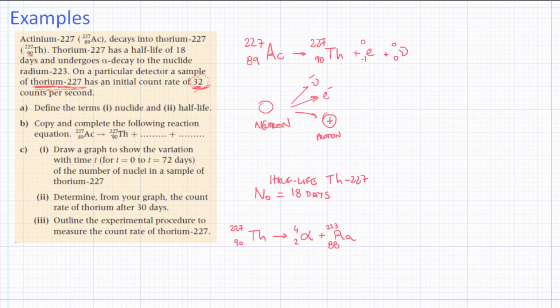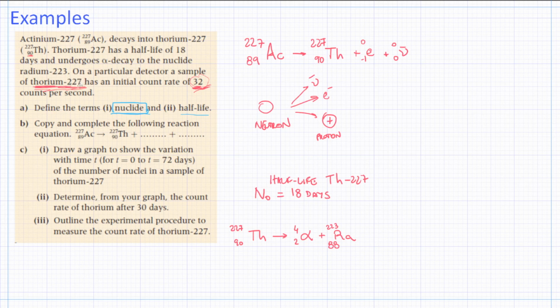So letter A, define the terms nuclide and half-life. So nuclide, well, it's a nucleus with a particular number of protons and neutrons. It's different from an element. So for example, when we talk about thorium-227, that is a nuclide because we're specifying how many protons and how many neutrons. If we just mention an element on the periodic table, as I've told you before, if you look for the mass number, most of them are not whole numbers. They are decimals.